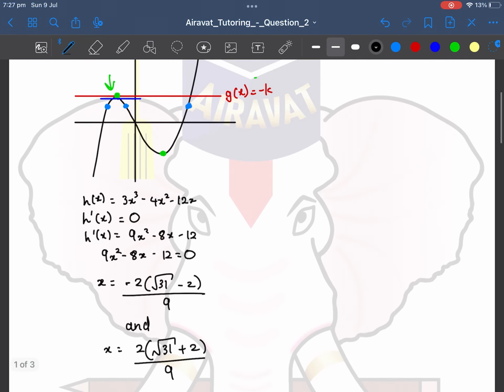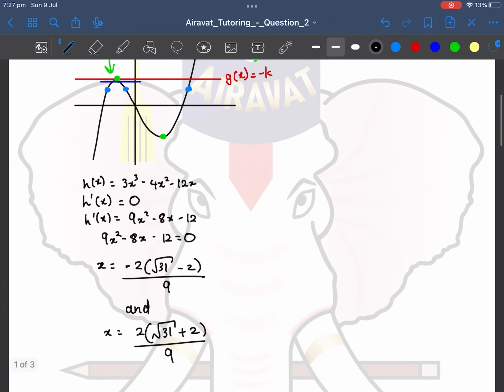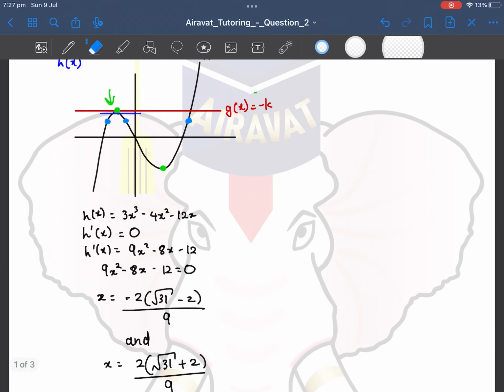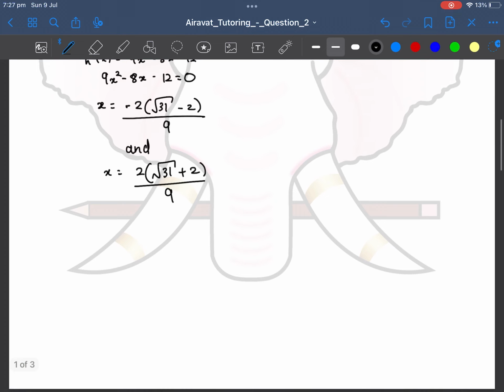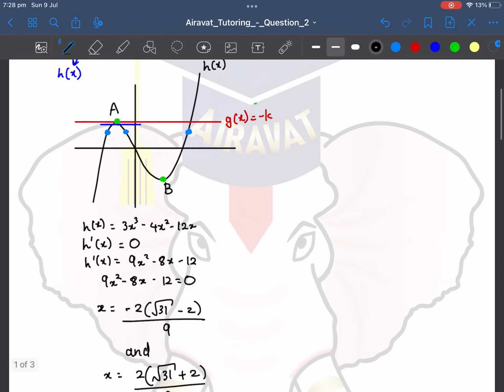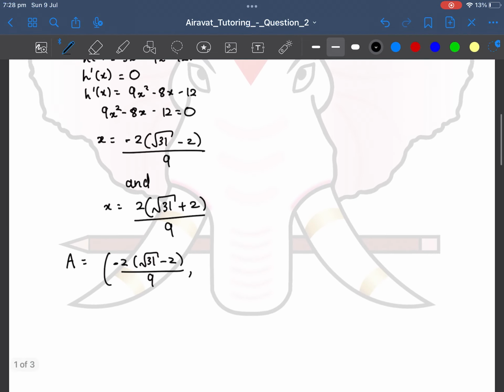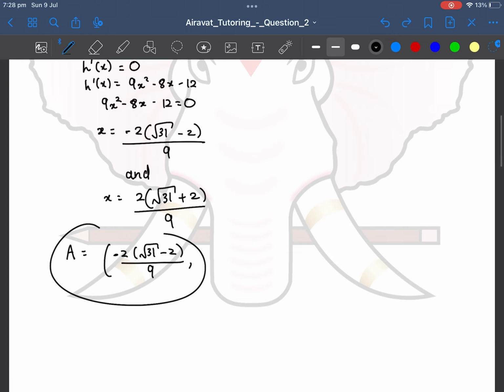Okay, so what do these values mean on this graph? Where are these two values? Well, what we just calculated was this x coordinate over here. So I'm just going to call this point A and point B just to make our lives easier. So point A would equal negative 2 multiplied by the root 31 minus 2, over 9, because that's the x coordinate. So the x coordinate over here is just this value right over here.